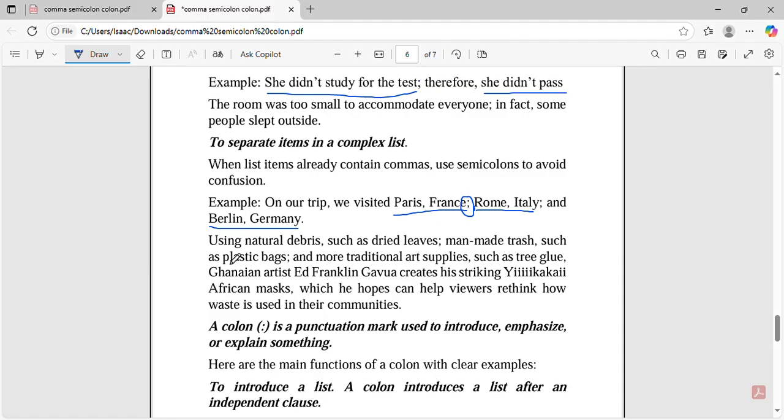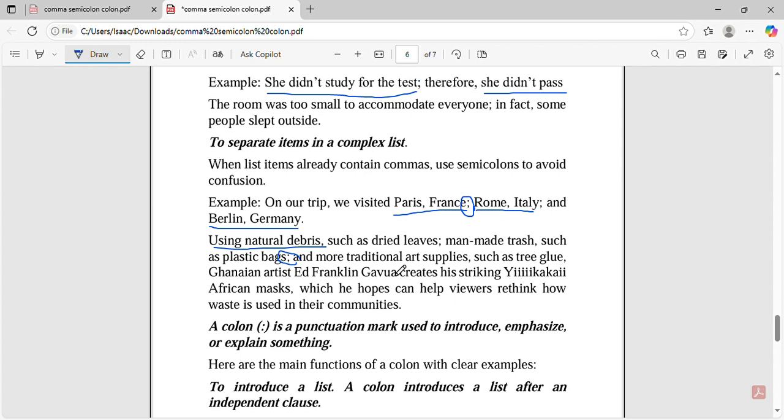Here's another example. Using natural debris such as dry leaves, man-made trash such as plastic bags, and more traditional art supplies such as tree glue. So you have these semicolons separating the main debris, this natural debris. The natural debris are leaves, dried leaves. The man-made trash are the plastic bags. Then the more natural art supplies are tree glue.